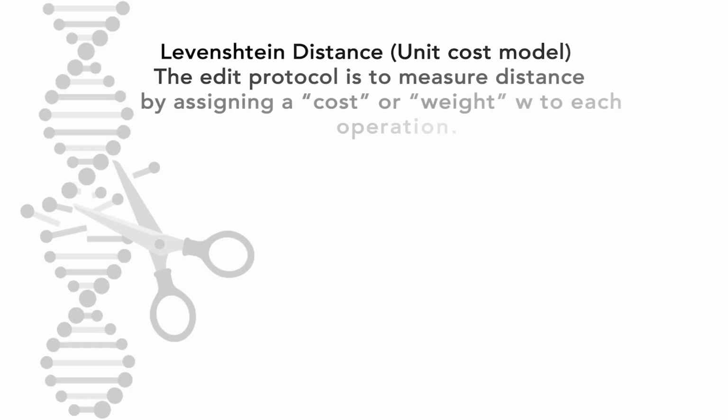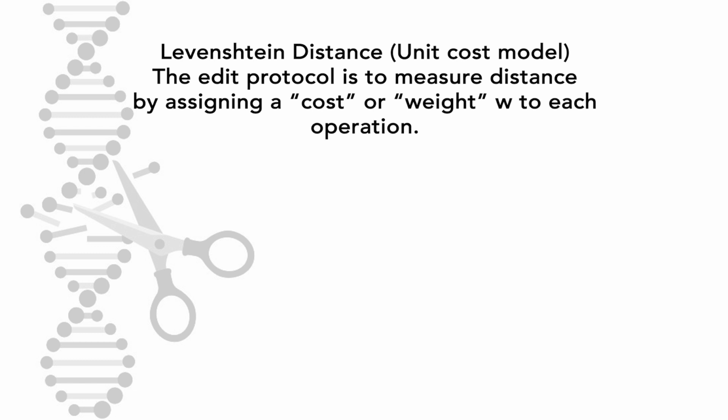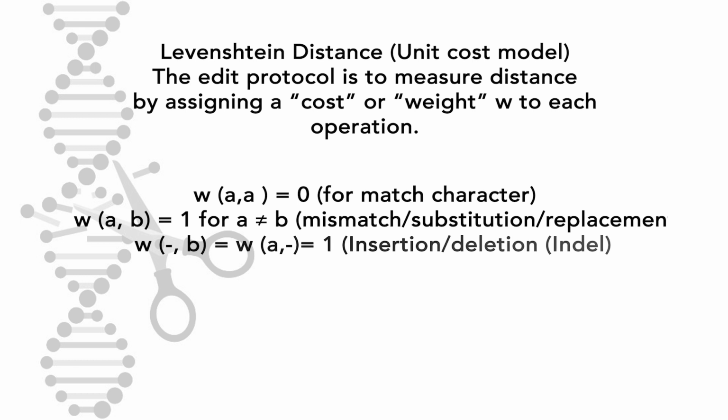So, the second model is a Levenshtein distance model, sometimes called a unit cost model. The edit protocol is to measure distance by assuming a cost or weight W to each operation, where W(A, A) is equal to 0 for a match, and W(A, B) is equal to 1 when character A is not equal to character B, which is a mismatch, substitution or replacement case. The weight for a gap aligned with a character, or a character aligned with a gap, is equal to 1 in the case of insertion or deletion. In short, it is also known as an indel operation.